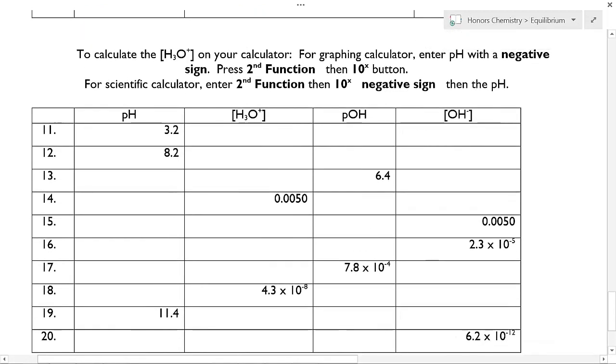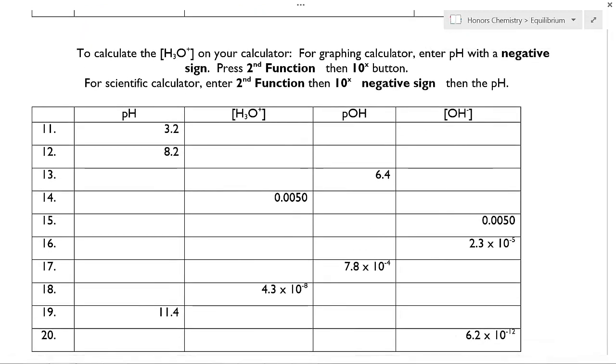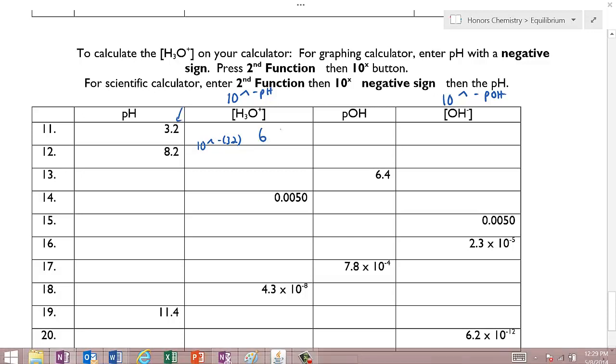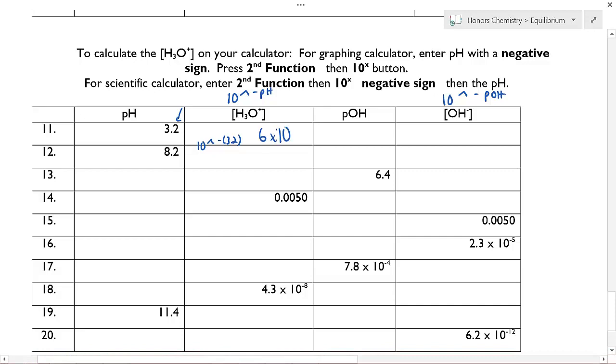When you get to the bottom half, you're going to be kind of going in between these different things, going back and forth. Now you're going to go in reverse. To find the H3O plus, you're going to take 10 and raise it to the negative pH. To find the OH minus, you're going to take 10 and raise it to the negative pOH. And you're going to go through and figure out what these different values are. And so if I took 10 raised to the negative 3.2, you don't have to show this work, you're going to get your answer here in concentration. So this is 1 sig fig, so I'm going to put 6 times 10 to the negative 4th.